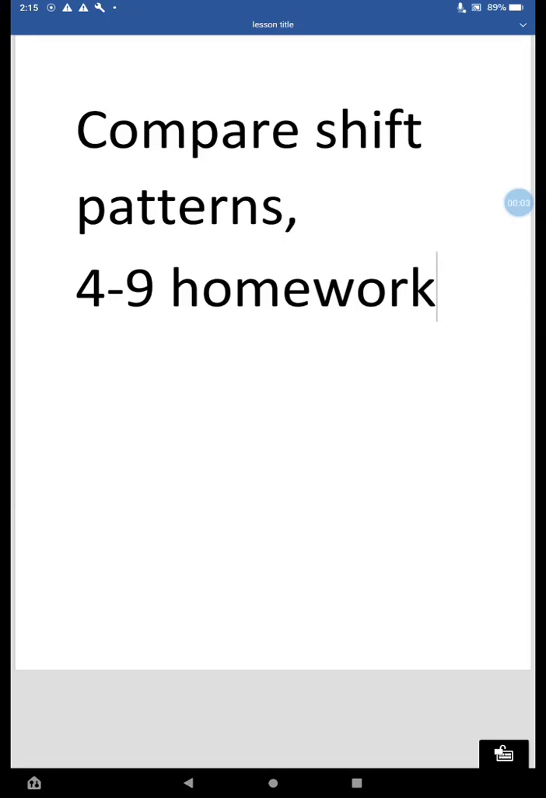All right, fifth grade, for this third lesson this week, pull out the page in your packet that says 4.9 homework. We're going to be reviewing how to compare shift patterns. This is going to be a review of what we learned for the past 2 days, comparing shift patterns. All right, let's jump into our first example.